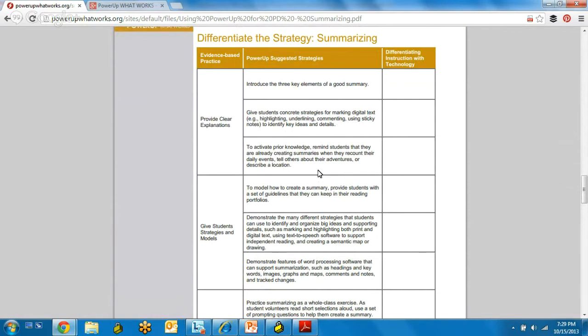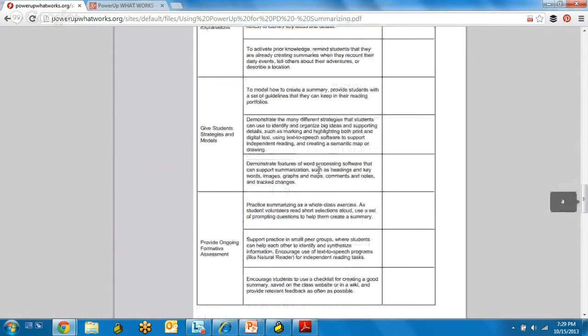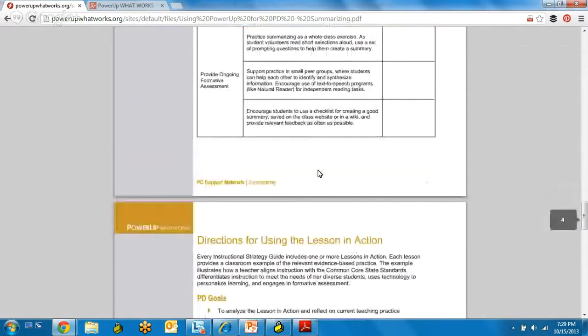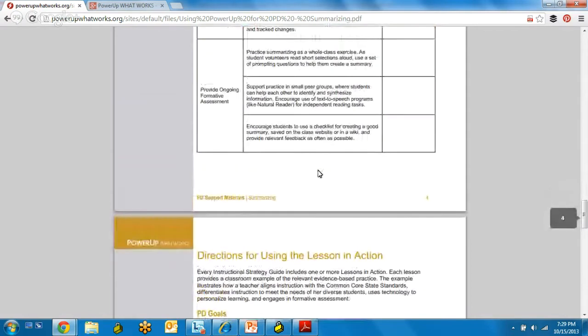And then there's a blank column on the right that talks about differentiating instruction with technology. I've seen teachers sit together and say, if we were going to do this, based on what we have in our school, based on what we have access to, based on a new idea that we just found in the blog on PowerUp, how could we use technology to differentiate these instructional strategies?